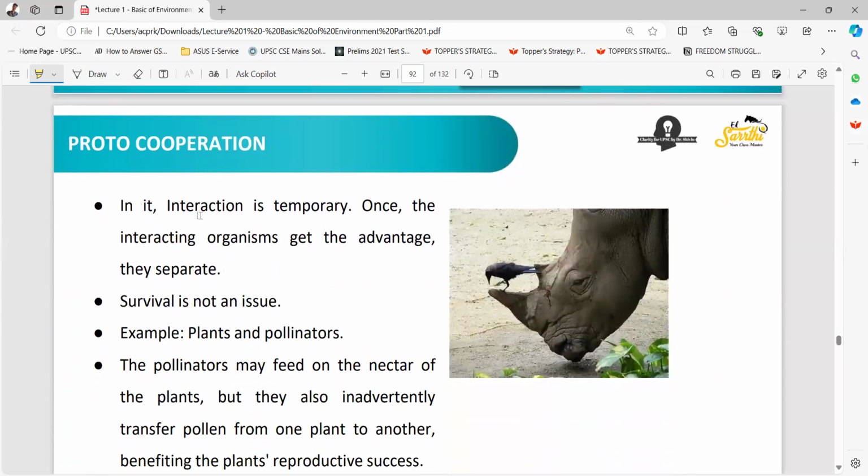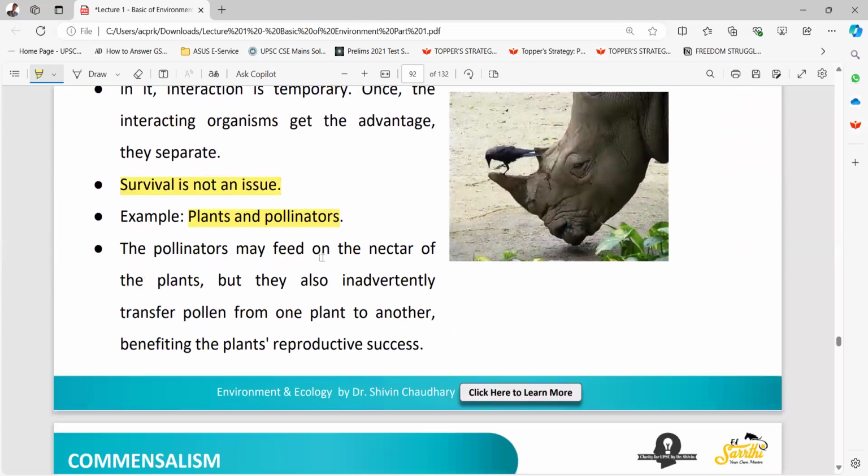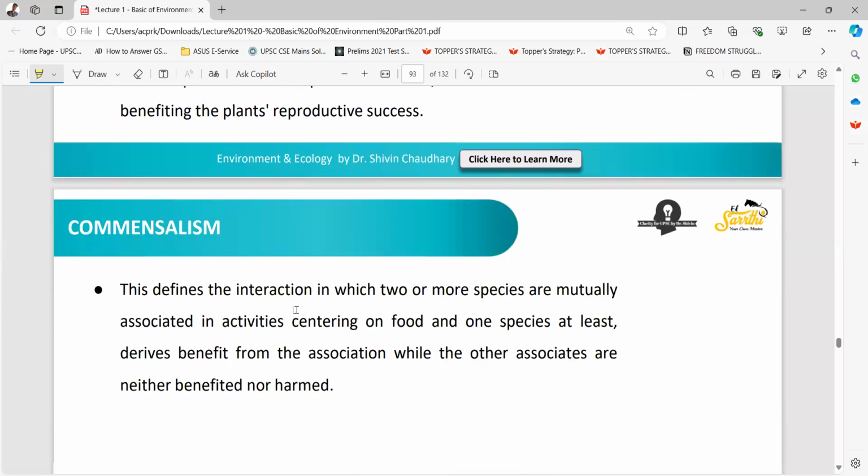Protocooperation. In it, the interaction is temporary. Once the interacting organisms get the advantage, they separate. Survival is not an issue. Example, plants and pollinators. The pollinators may feed on the nectar of the plants, but they also inadvertently transfer pollen from one plant to another, benefiting the plant's reproductive success.